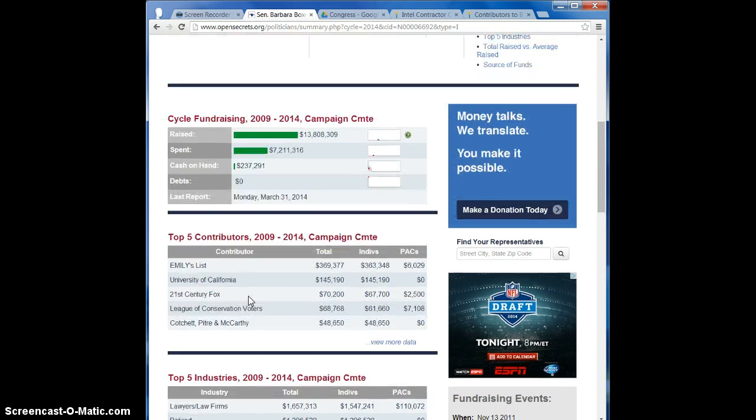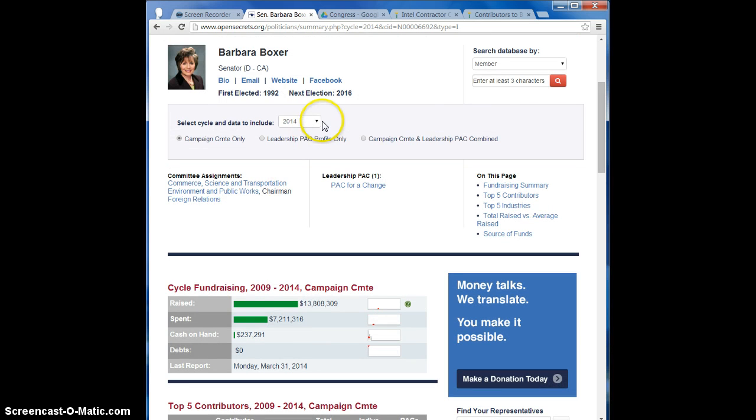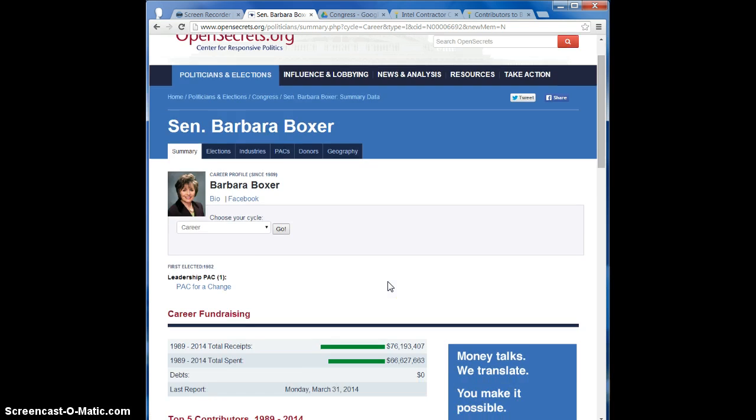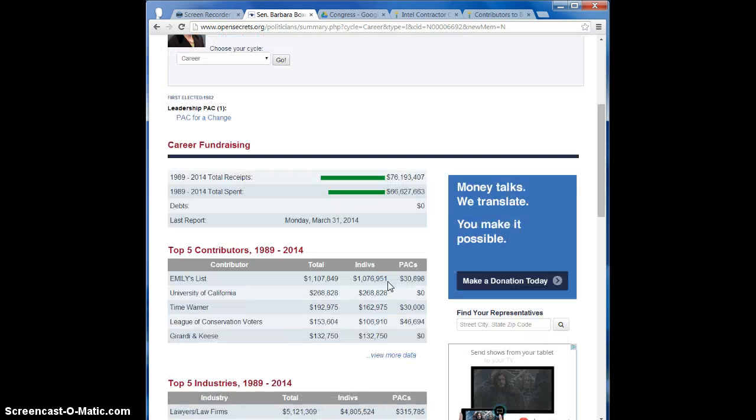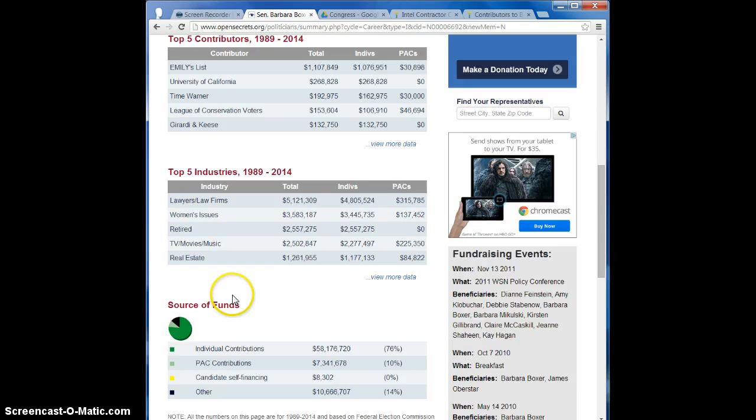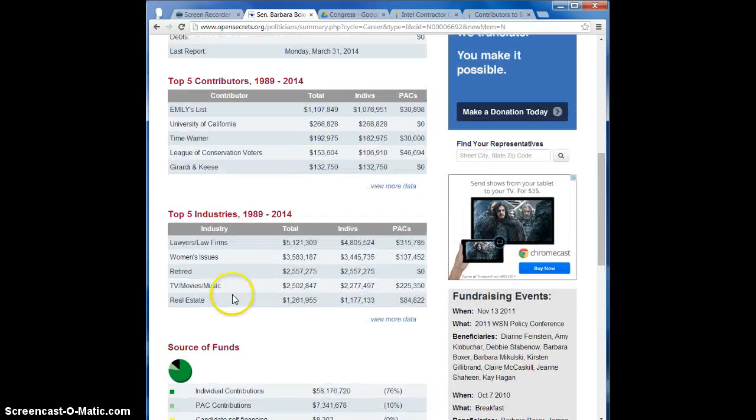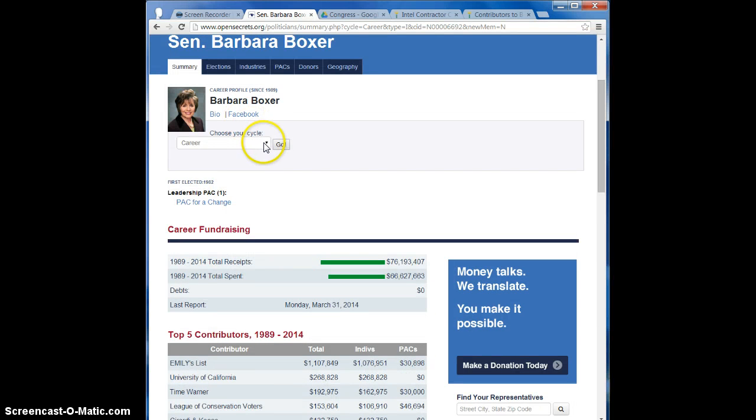And then to find out how it's changed over time, up here you have the option of going through and seeing the changes. And you can even select career. It'll show the top 5 industries, so it doesn't show as much year by year. So you might want to go through and choose as you go.